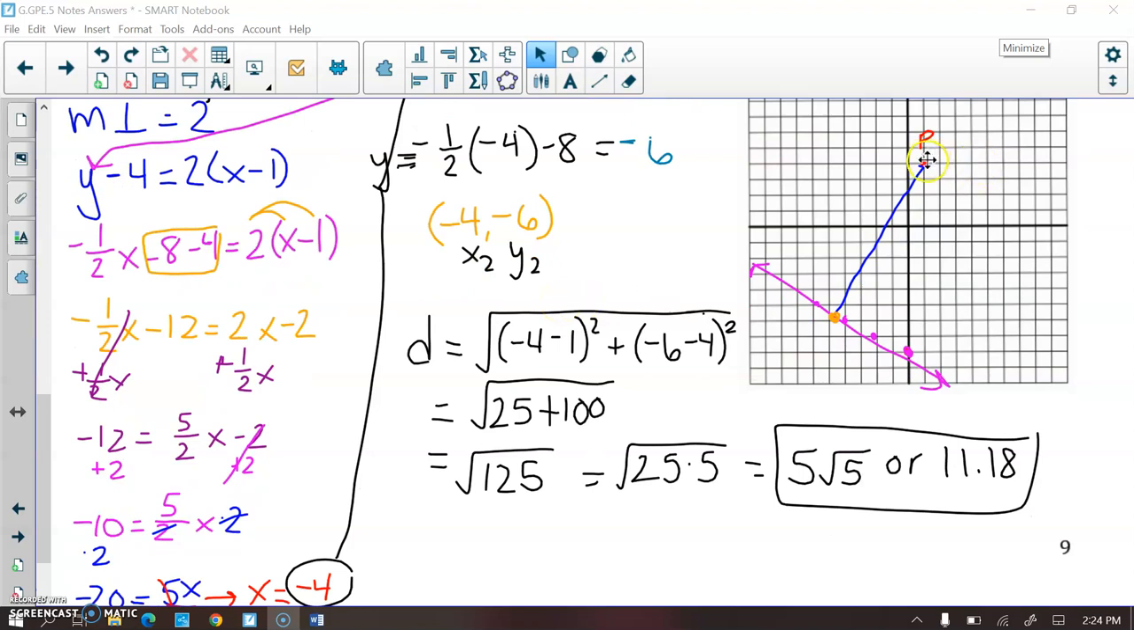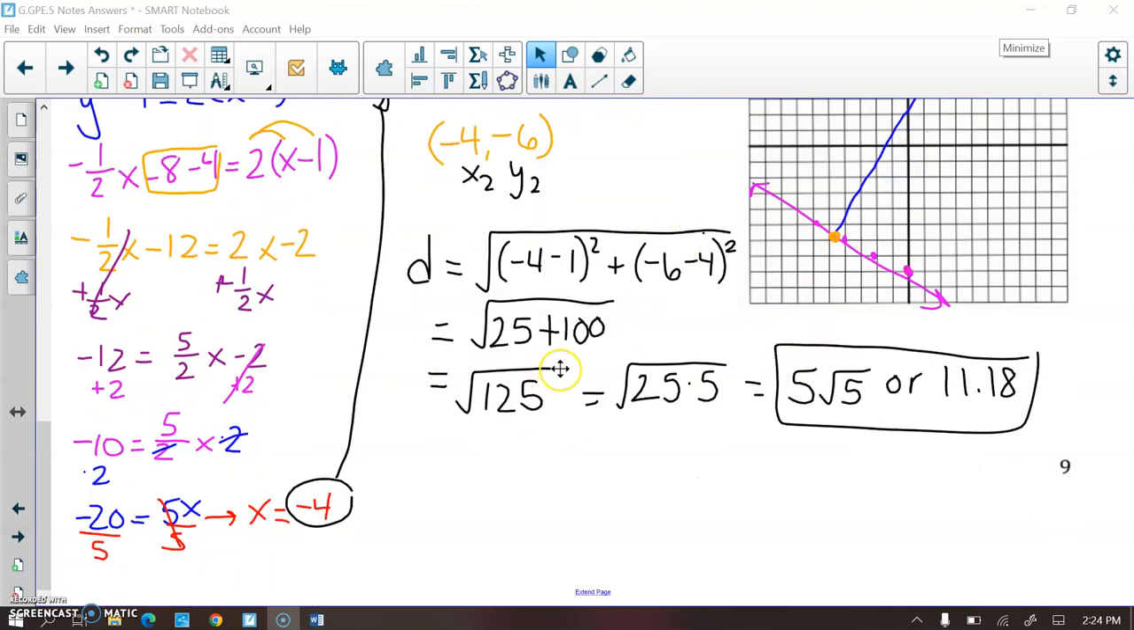I then use the distance formula between point P and the yellow dot, which is right here, and I got the square root of 125, which reduces to 5 root 5, or if I asked you to round to the nearest hundredth, 11.18.